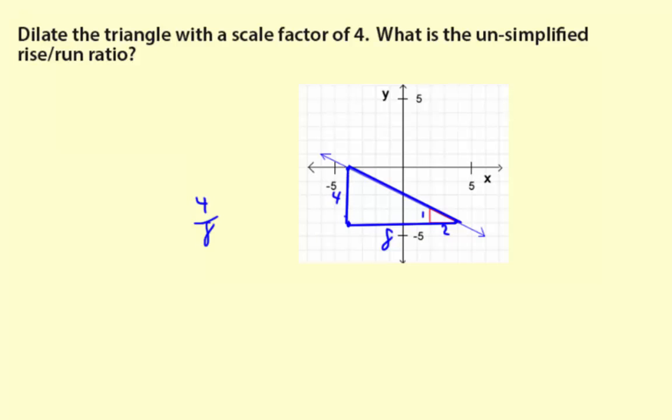But notice the 4 is downhill, so it's actually negative 4 to 8. It's down 4 and right 8. And also notice that it compares nicely with this 1 to 2. It's actually negative 1 to 2. It's just that it's scaled or dilated by 4, so it's 4 times as big. But both of these rise to runs represent the slope of this line right here.